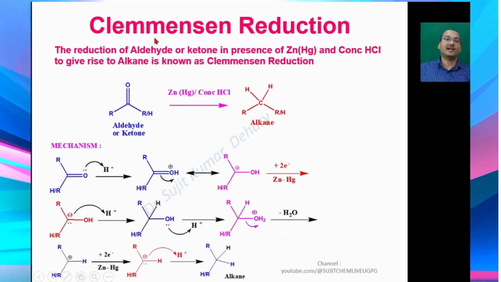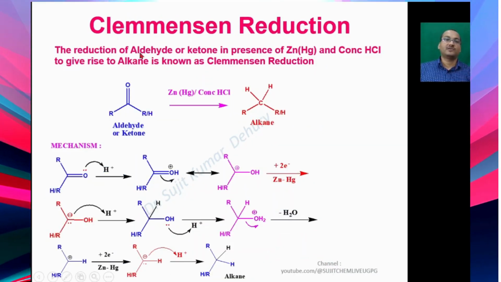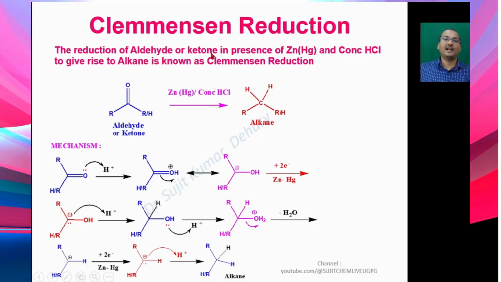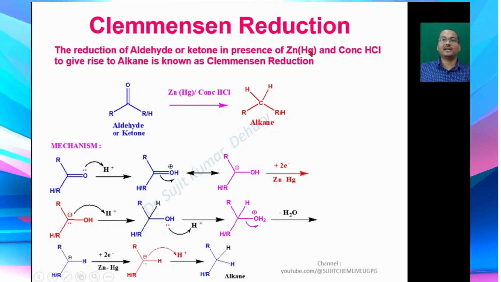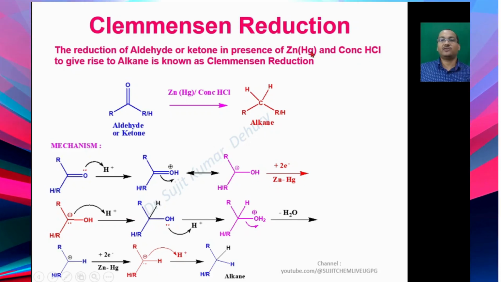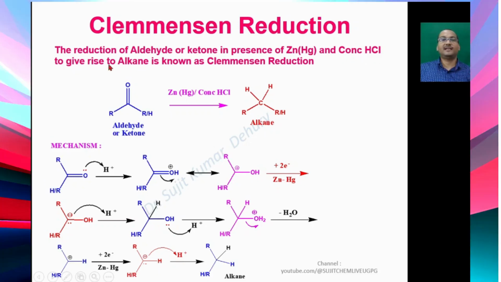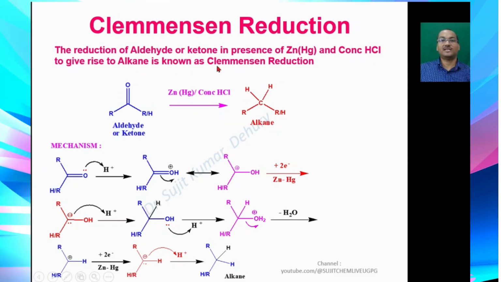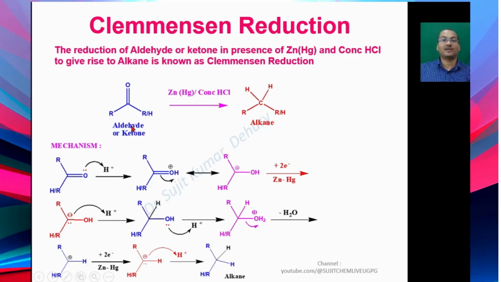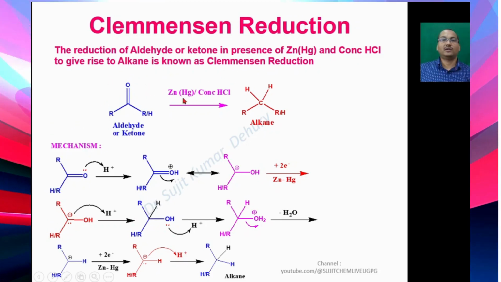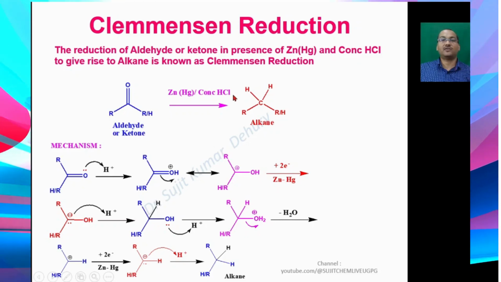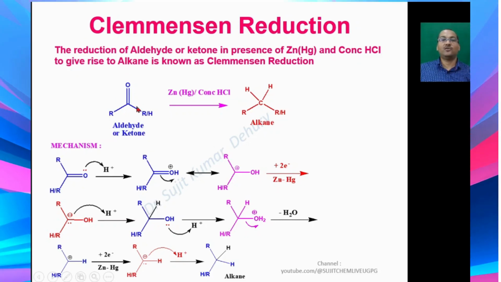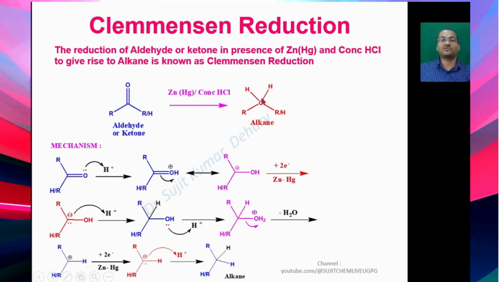So let's start with Clemmensen reduction. What is that? The reduction of an aldehyde or ketone in the presence of zinc amalgam, zinc-Hg mercury, and concentrated HCl to give rise to an alkane is known as Clemmensen reduction. So this is an aldehyde or ketone in the presence of zinc amalgam and concentrated HCl. This C=O group will be converted to CH2.